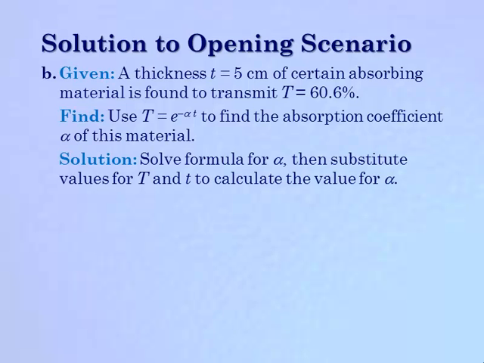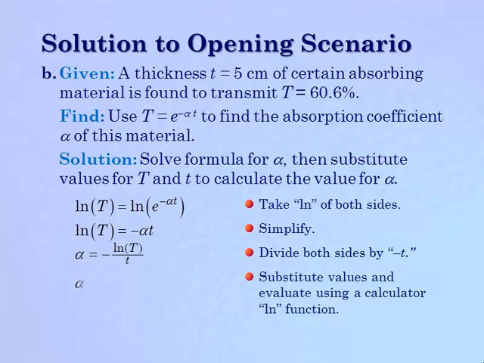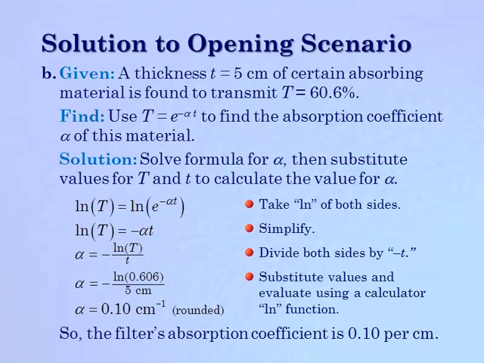So we'll reverse the order like before to get the alpha on the side that we'd like it to be on. Take the natural log of both sides, and the natural log because we're dealing with the base of e this time, and simplify. So we know that the natural log function is going to bring down the exponent: minus alpha t equals the natural log of T on the right-hand side. Now we need to go ahead and divide both sides by negative t. Now we can substitute in our value of 60.6% or 0.606 for the capital T and our thickness of 5 centimeters and evaluate that expression, and we'll get alpha is equal to 0.10 per centimeter.